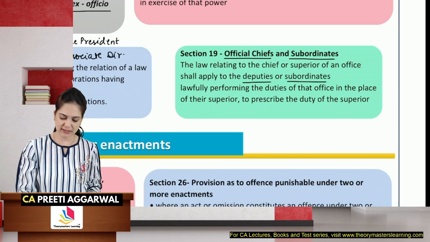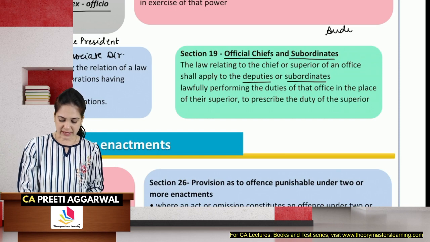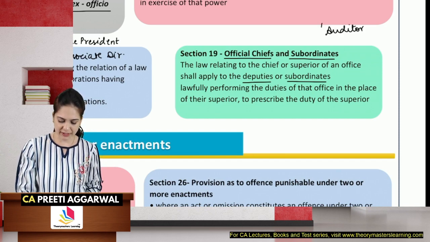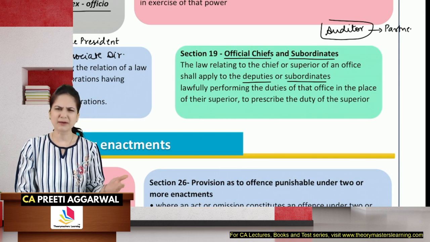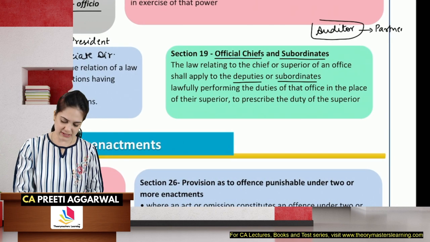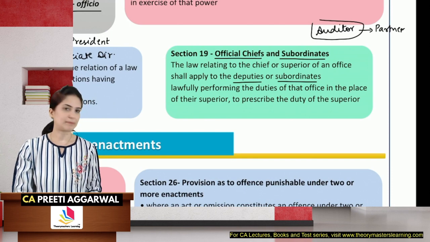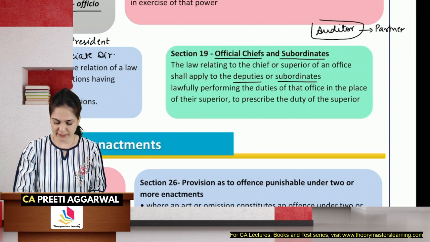Like in case of audit, there are laws which are made for the auditor. Now the auditor is generally a partner of the firm. Let's say he's a partner of the firm. Okay, so if the law is applicable to the partner of the firm, but partners don't perform that task, they delegate it to the manager and the manager delegates it to the articles.